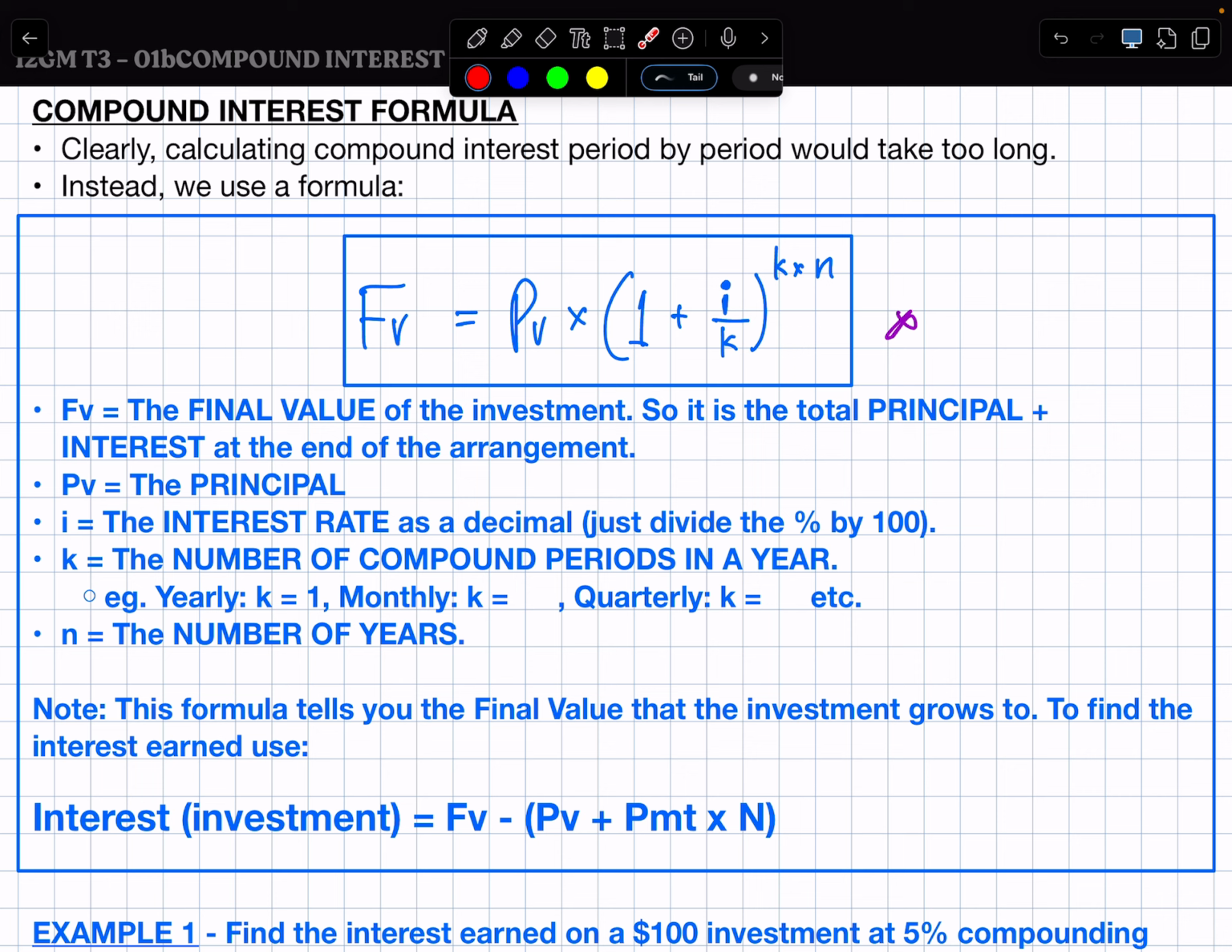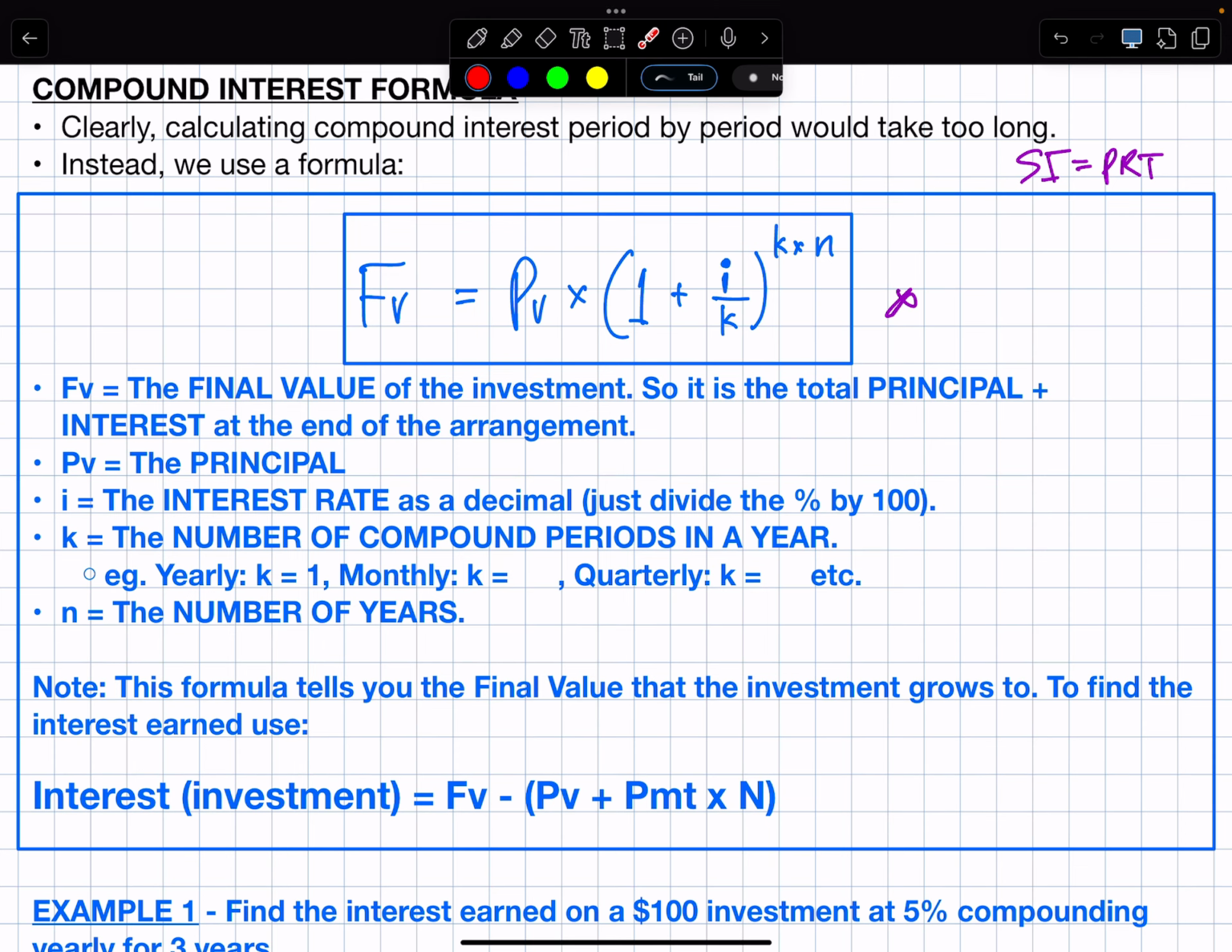So FV in this formula stands for the final value of the investment, which is slightly different to simple interest, because simple interest, SI equals PRT, the simple interest formula tells you the cherry on top. You're working out the interest. There is nothing in this formula that tells you the interest. FV is the principal plus the interest at the end of the arrangement. What does PV stand for? It's the principal. i is the interest rate as a decimal, so just divide the percentage by 100.